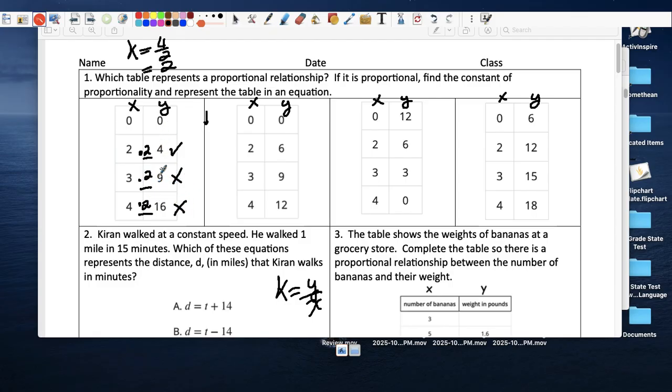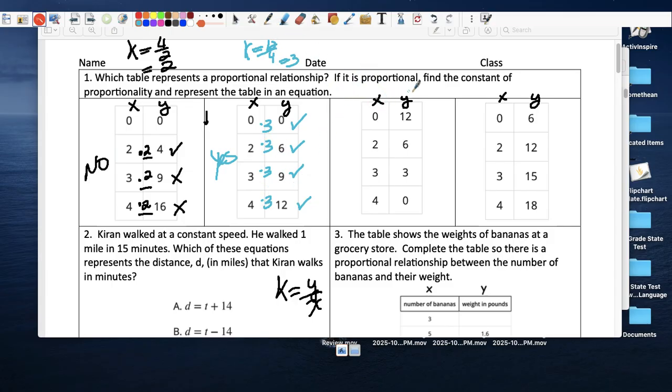So is this a proportional table? No. The second one, again, pick 1, 2, 6, 3, 9, 4, 12. Pick one of them, it doesn't matter. Let's pick 4 and 12. If I pick 4 and 12, I'm going to do 12 divided by 4, which gives me 3. So this is times 3, times 3, times 3, times 3. That's true, that's true, that's true, and 0 times 3 is 0. So that's true. Is this a proportional table? Yes, because notice that the constant of proportionality worked for every pair.